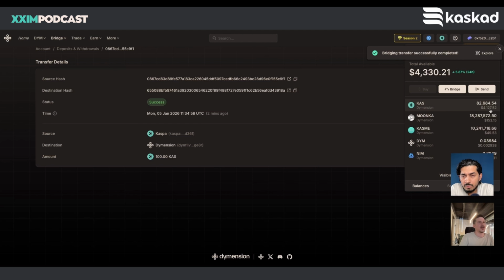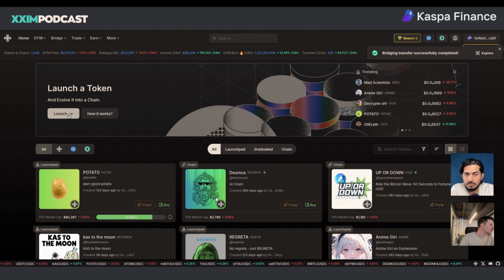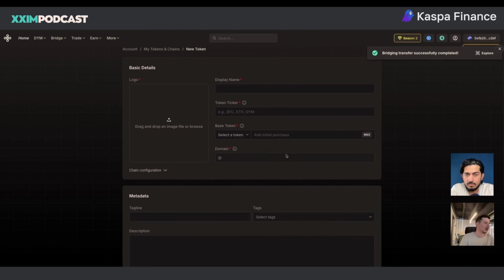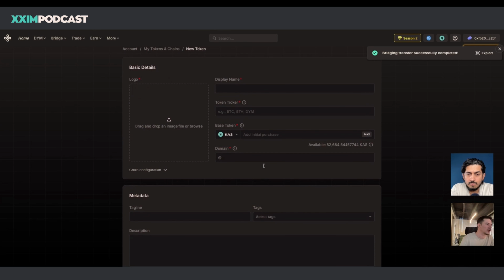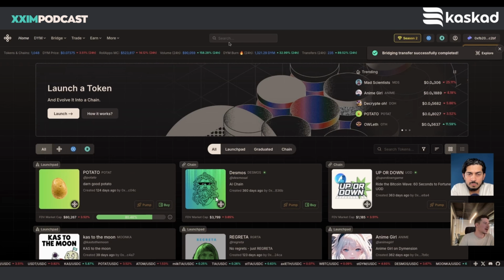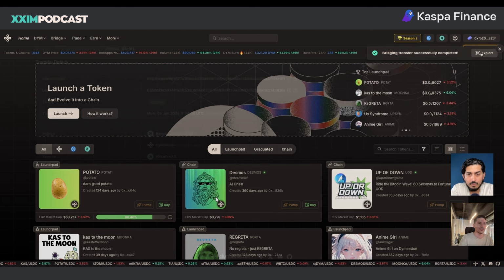Now I can bridge back, I can trade, I can use it any way I want. I can create an L2 that uses COS right here. I can say, okay, I want to use COS. I would choose a domain that could create the entire thing from the UI and launch a token from my chain, and basically use COS as fees. Everything I need is over here.